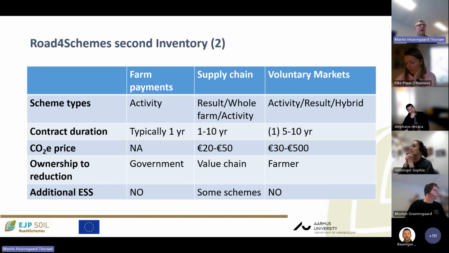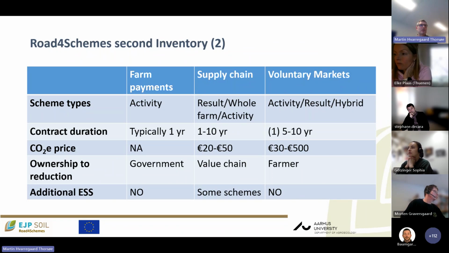As you can see here, we have some characteristics of these three different approaches to carbon farming. Some of the scheme types that are involved when we talk about farm payments are primarily activity-based, whereas in the supply chain, there are more result-based schemes and also an approach on the entire farm as a basis for certification. Voluntary carbon markets have a range of different carbon farming schemes in terms of how they provide payments.